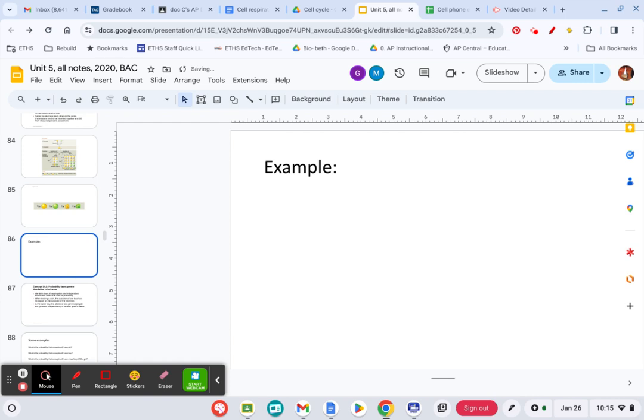So we're going to do a dihybrid cross. I'm going to have you do it either on your note packet, or probably you want to do it on another piece of paper.